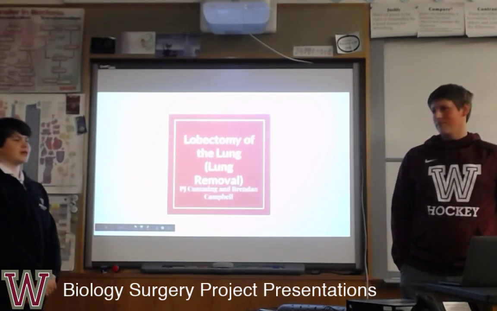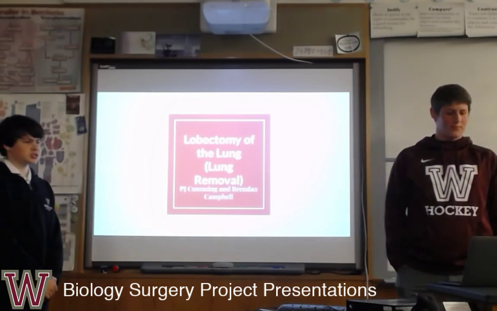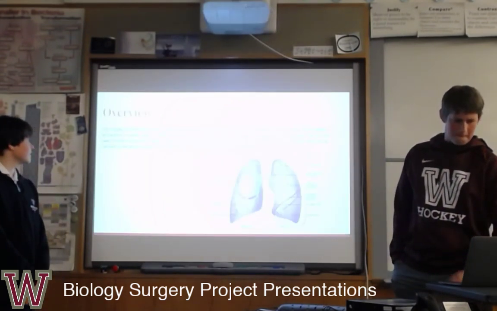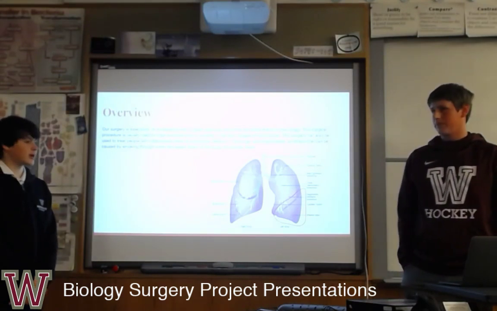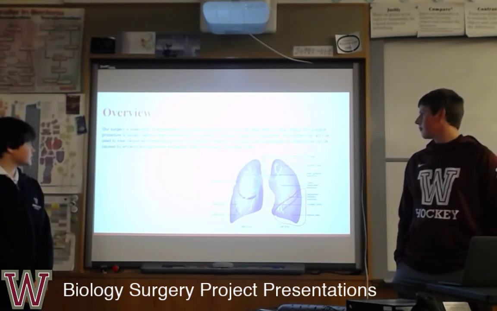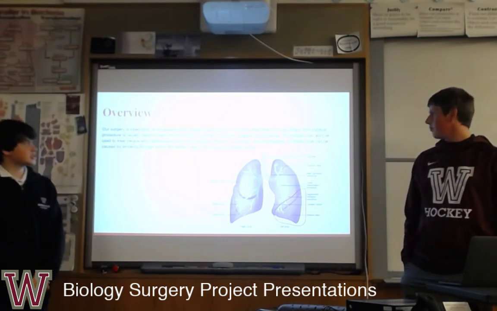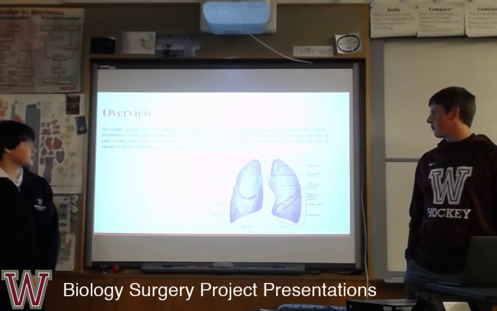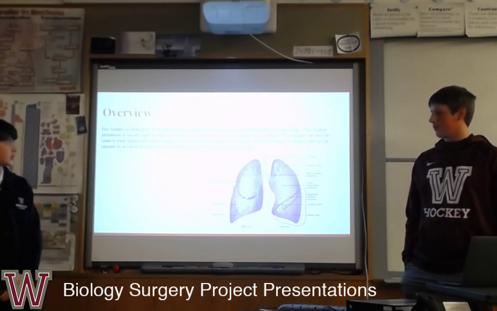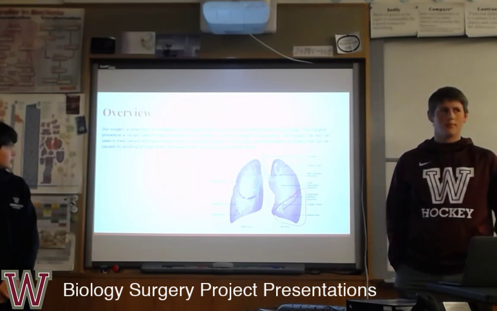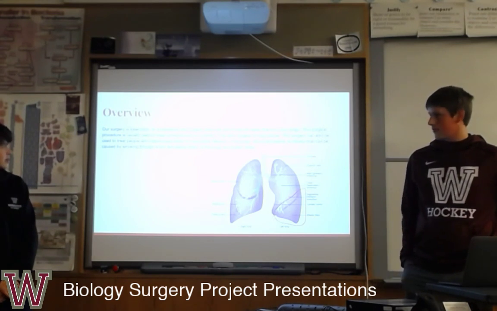Alright, so me and Brennan did a lobectomy of the lung, which is just a removal of part of the lung. The lobectomy removes one of the 5 lobes in your lungs. This surgery procedure is usually done to treat someone in the early stages of lung cancer. Surgery can also be used to treat people with tuberculosis, which is a bacterial infection in the lungs, and emphysema, an illness that can be caused by smoking, through which the elastic fibers of the lungs are broken down.